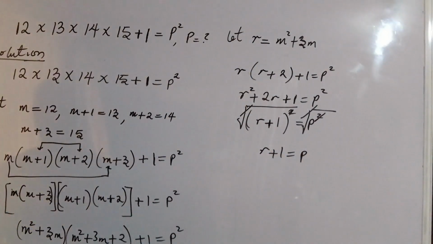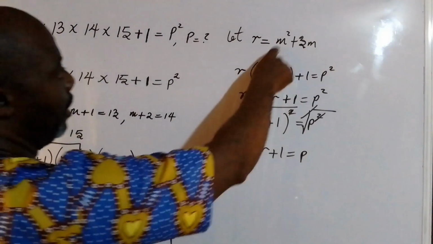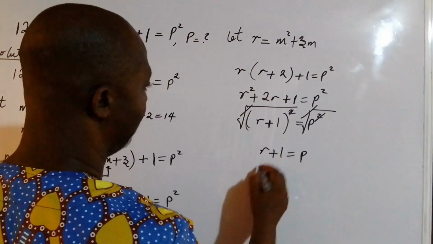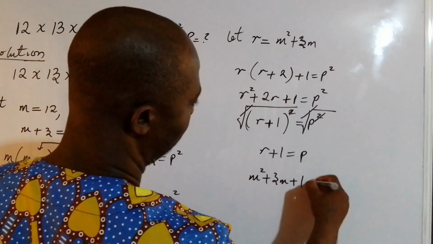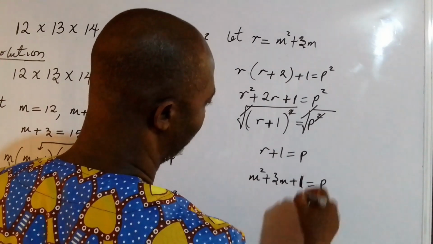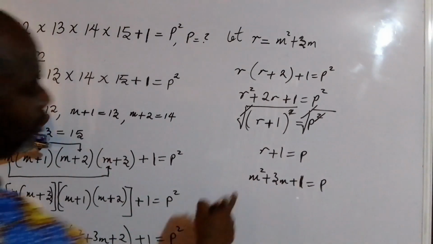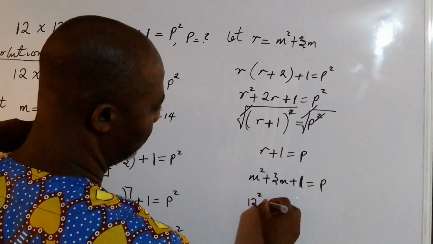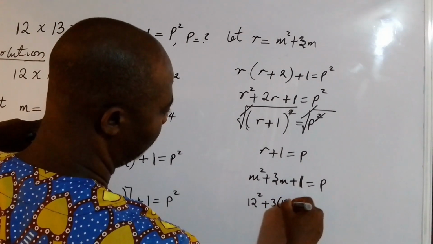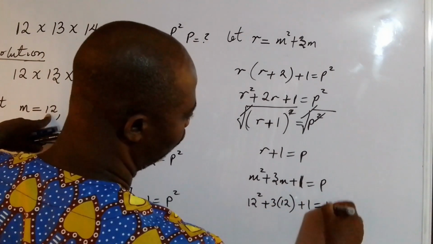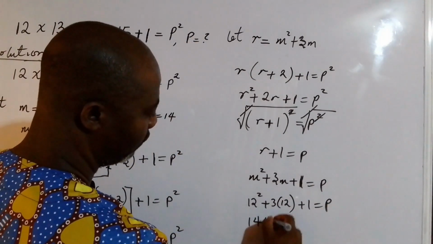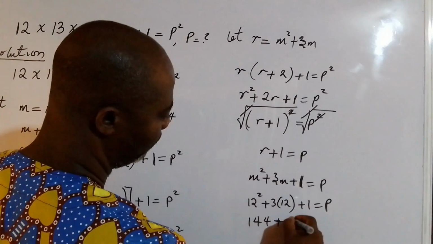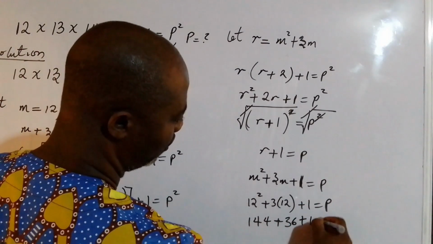So what is the value of r? R is actually m squared plus 3m. So you have m squared plus 3m plus 1 equal to p. And of course, we know what m is. M is 12. So this becomes 12 squared plus 3 times 12 plus 1 equal to p. Right. So 12 squared is 144. 3 times 12 is 36 plus 1 equal to p.